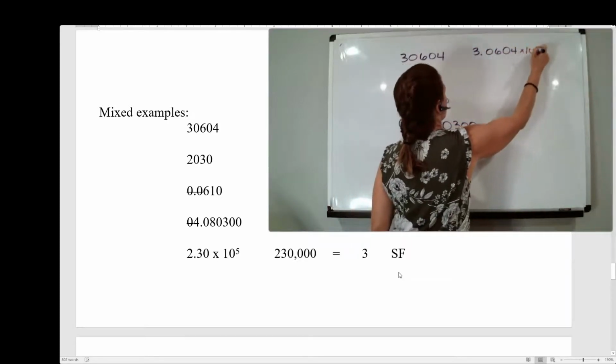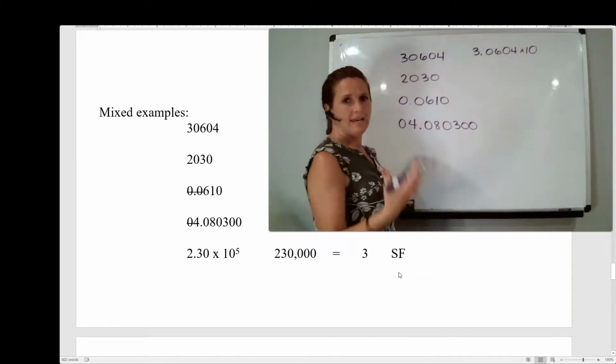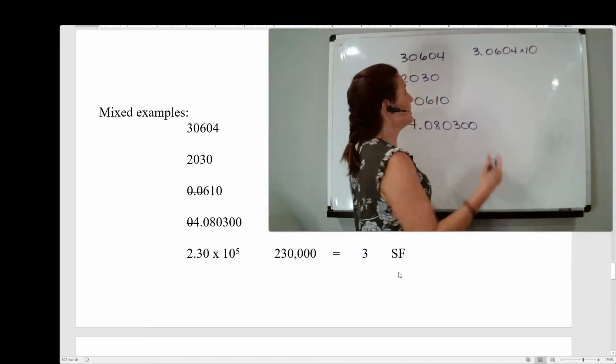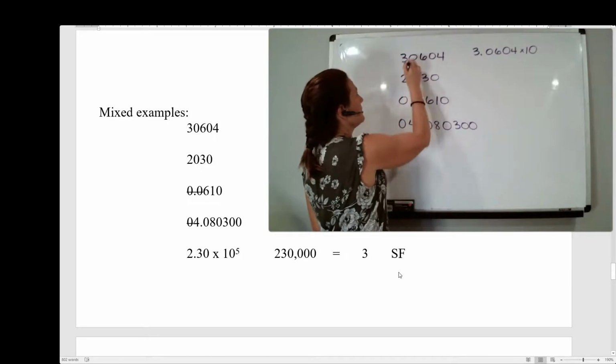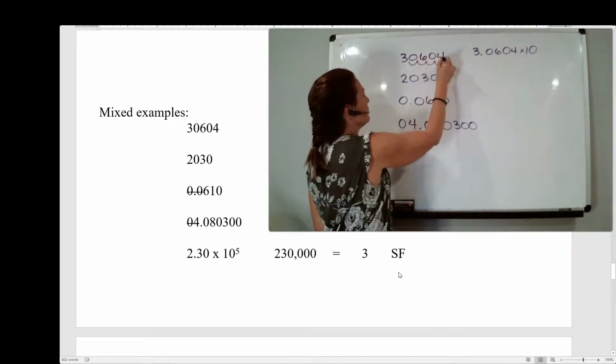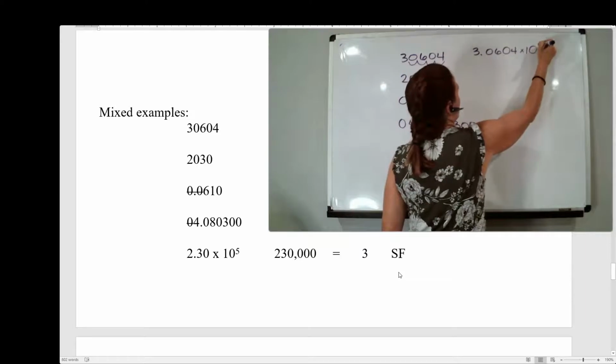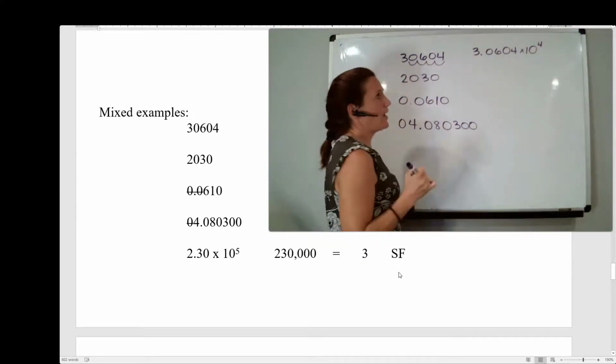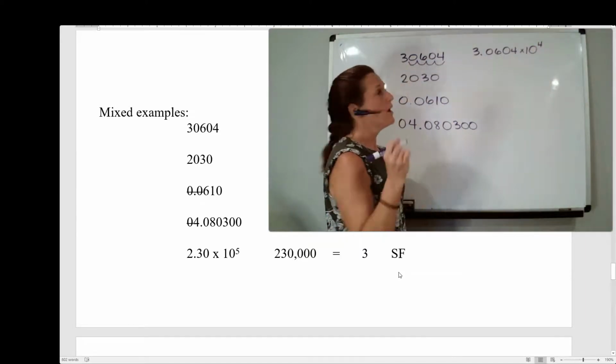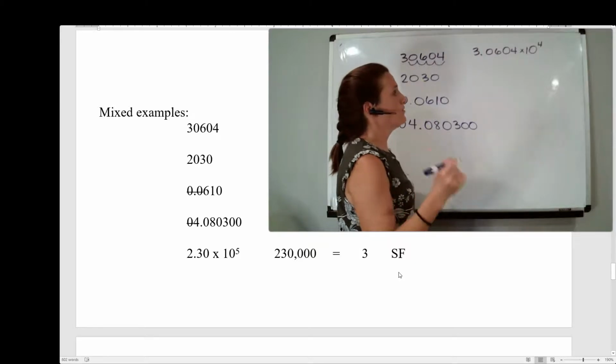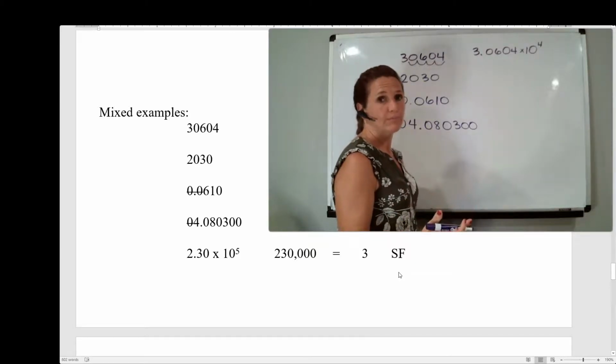3.0604 times 10 to the, and now we need to figure out how many places we would need to move it. So if I was here, I would need to go 1, 2, 3, 4. 4 places to the right. So I know it's a positive 4. 3.0604 times 10 to the 4th power.